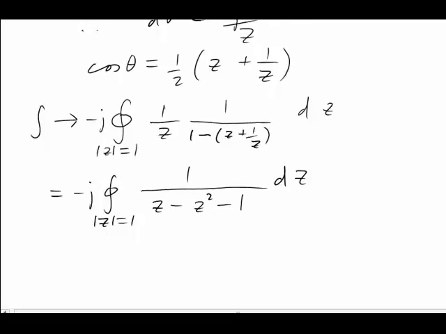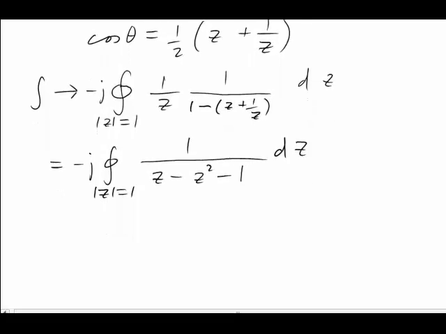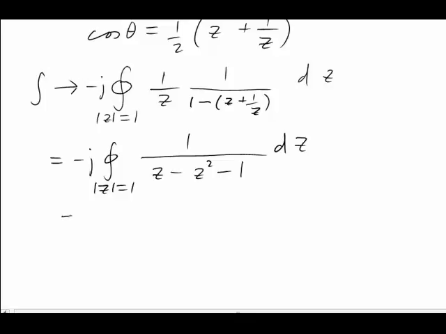I don't very much like that negative z squared on the bottom, so let's take the minus that's outside and just this once for a change bring it inside. Bringing the minus inside will change the sign on the bottom, so the whole thing will become z squared minus z plus 1 dz.